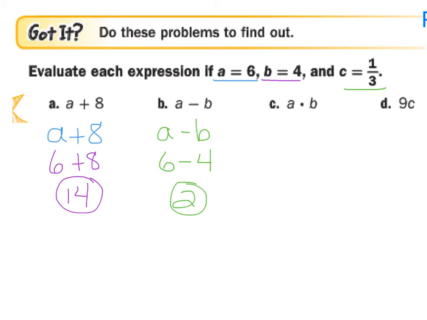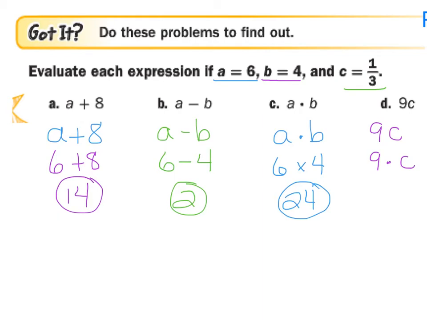This next one, they'd like us to take a times b. So a is 6 times b, which is 4, and you get 24. And over here we have 9c. Remember, that means 9 times c. So 9 times 1/3. So we treat it just like what we would with fractions. And we can divide by 3 and simplify ahead of time. And so we get 3 over 1, or 3.